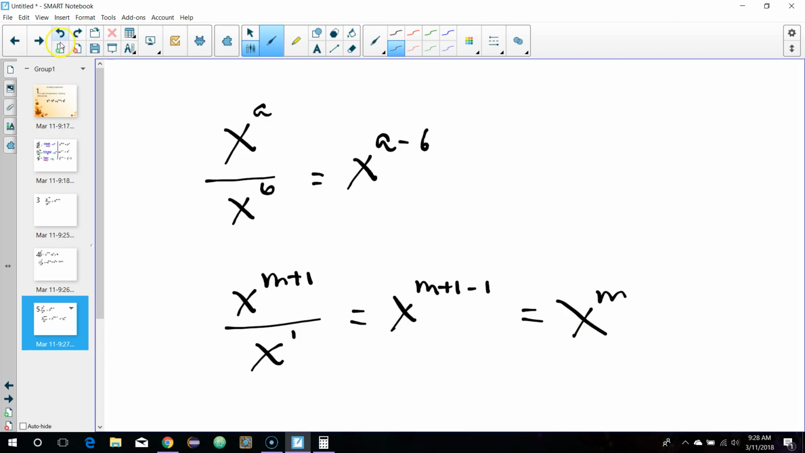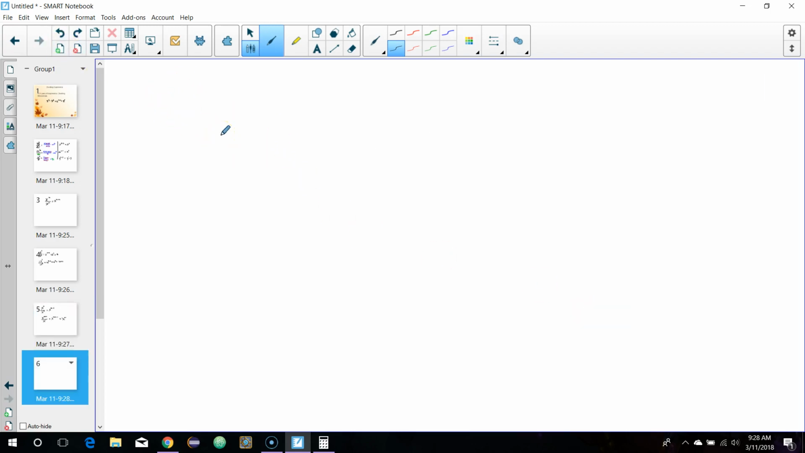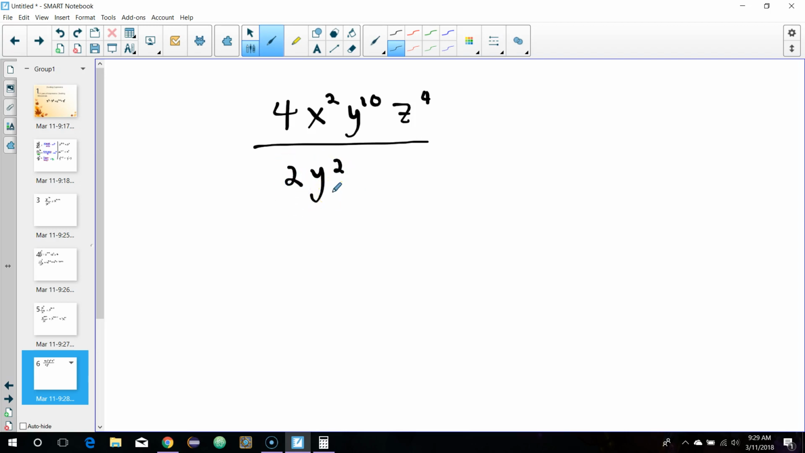Okay, and another one. Some of these can be a little bit more confusing. They may actually have 4, as an example. x to the power of 2, y to the power of 10, and let's create another variable, why not, z, over y to the power of 2. Let's put 2 in front. I think this is a good example. In this example, you have to be careful about a couple of things. You have to decide what you have to do.